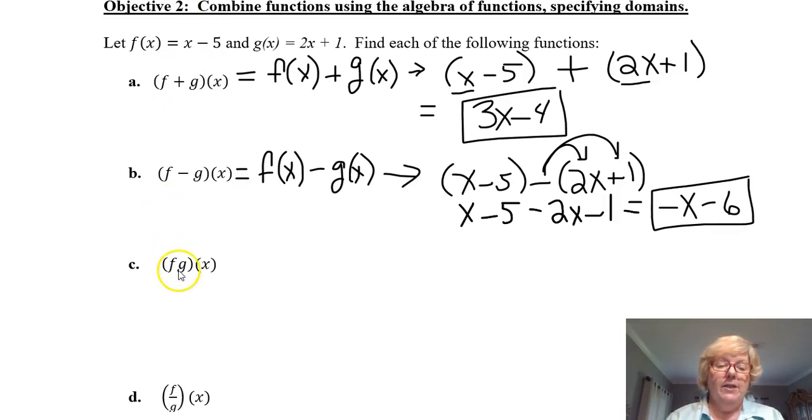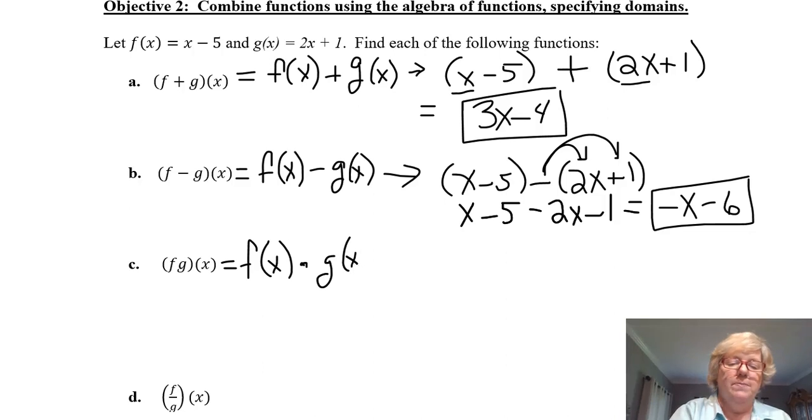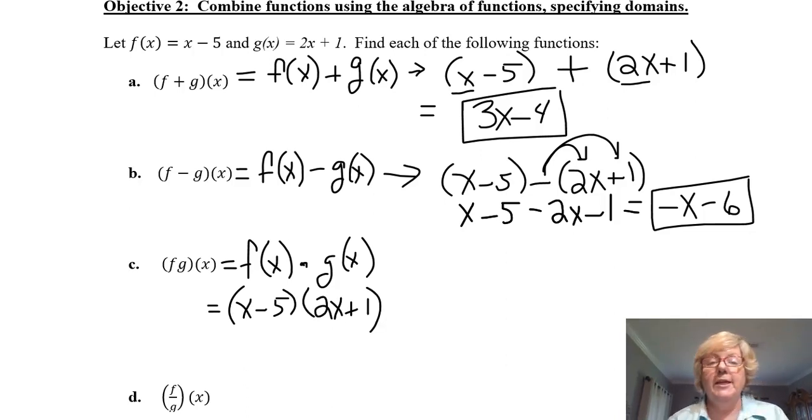Whenever I come down here and see the notation fg, it is understood that that is multiply. So I will take the f of x terms and I will multiply the g of x terms. That will look like this: x minus 5 times 2x plus 1. In this particular case, I notice that I can do the FOIL method: first, outer, inner, last, or if you prefer, you could just do the distributive property.